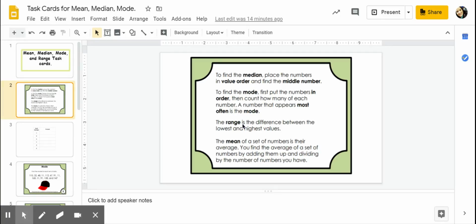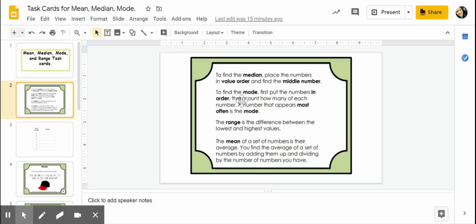To find the median, you're going to place the numbers in value order, so least to greatest, and you're going to find the middle number. Remember, if there's two middle numbers, you need to add them up together and then divide them by 2.